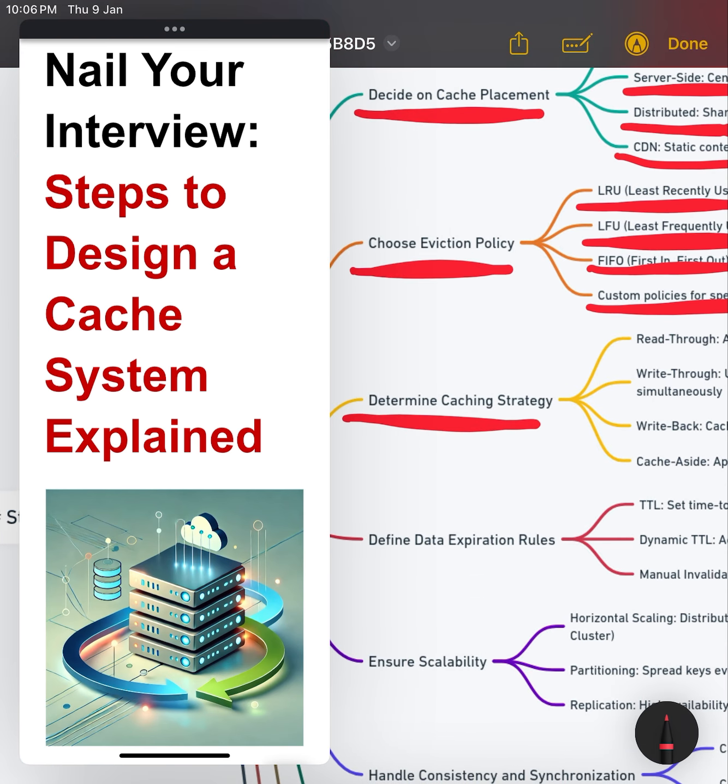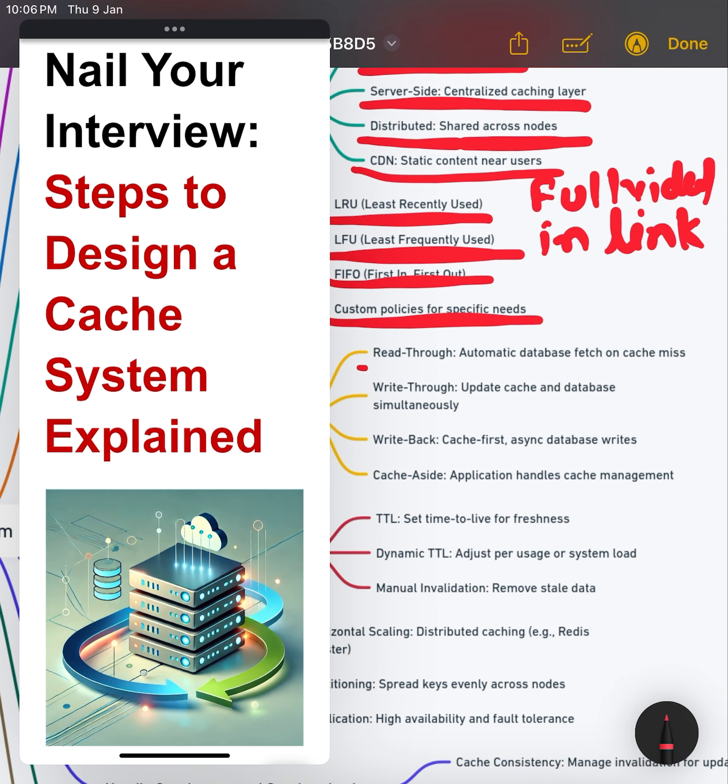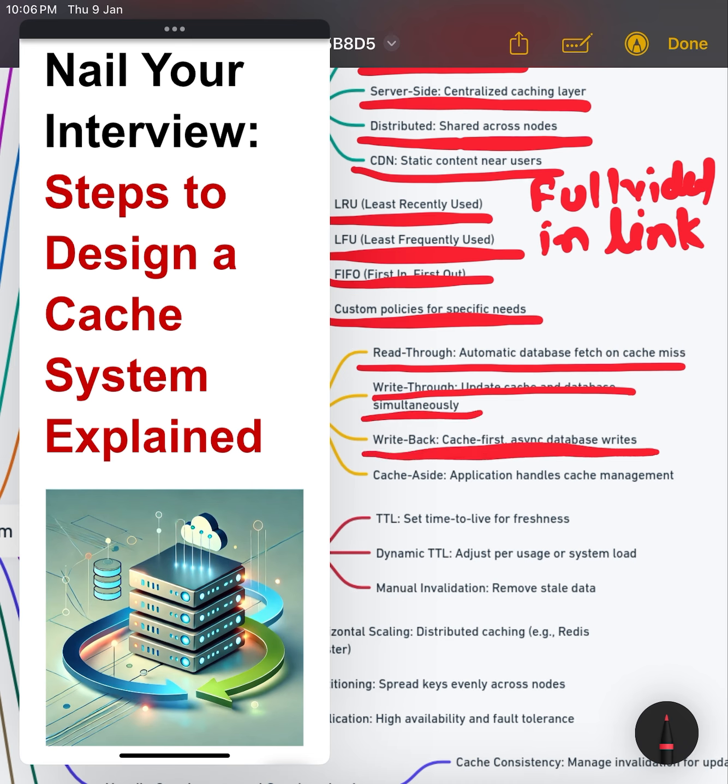5. Determine the caching strategy. Read-through cache. Cache sits between the application and the database. Data is automatically fetched from the database on a cache miss. Write-through cache. Updates to the cache are immediately written to the underlying database. Write-back cache. Updates are written to the cache first and asynchronously written to the database later. Cache-aside, application explicitly manages data loading and eviction from the cache.